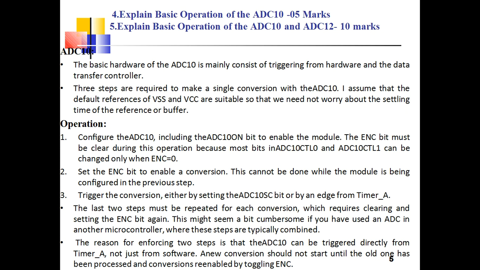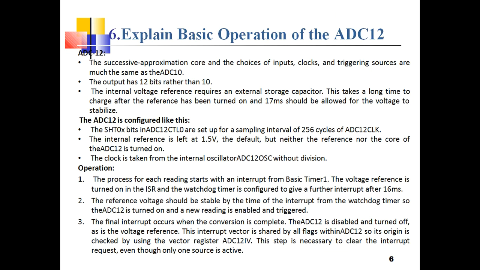The main reason to perform 2 steps in ADC10 is that it can be triggered either from Timer A or from the software. A conversion should not start until the old one has been processed, and conversion is enabled by toggling the ENC.